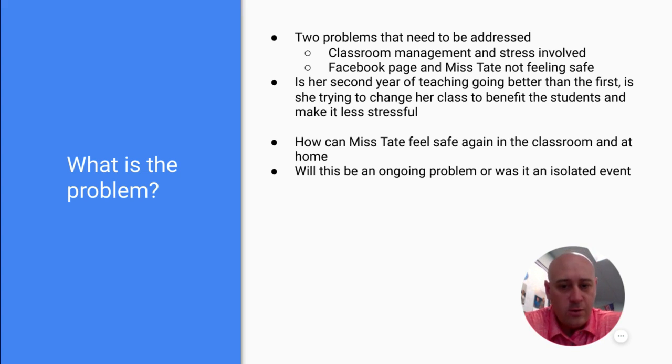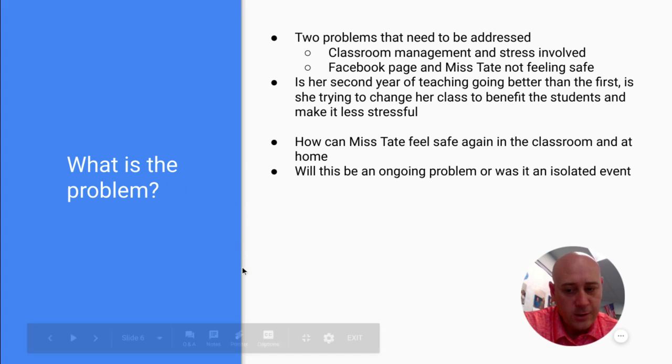Then also the second one is the Facebook page, and Miss Tate not feeling safe. In her second year of teaching, is it going better than the first? Is she trying to change her class to benefit the students and make it less stressful? That, as an administrator, would be our job, to be in the classroom and help with that. How can Miss Tate feel safe again in the classroom and at home? That could be a problem. Will this be an ongoing problem, or is it an isolated event? Has it already stopped?